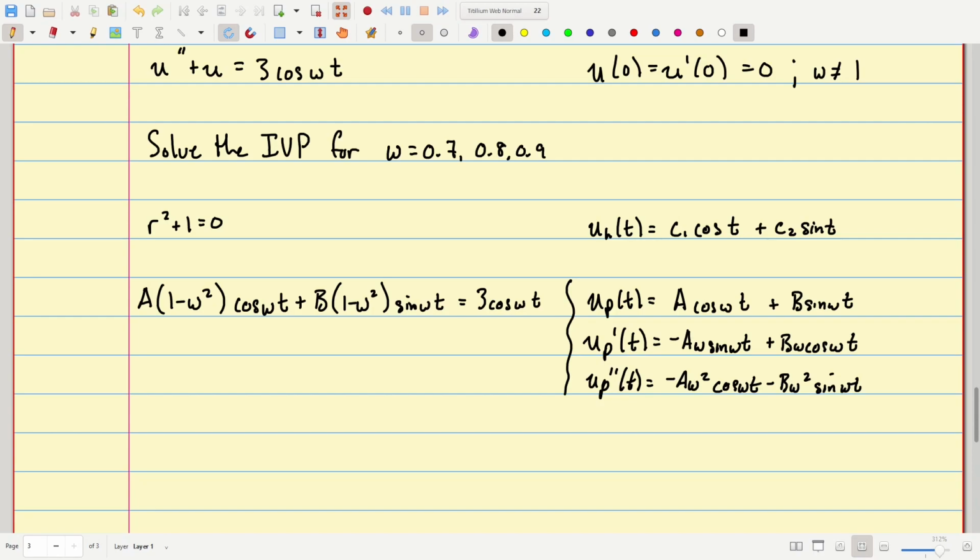Make sense? This is equal to 3. This is equal to 0. That gives us a very simple system to solve. Since omega can't be 1, omega squared can't be 1, so that can't be 0. So that's what forces b to be equal to 0.